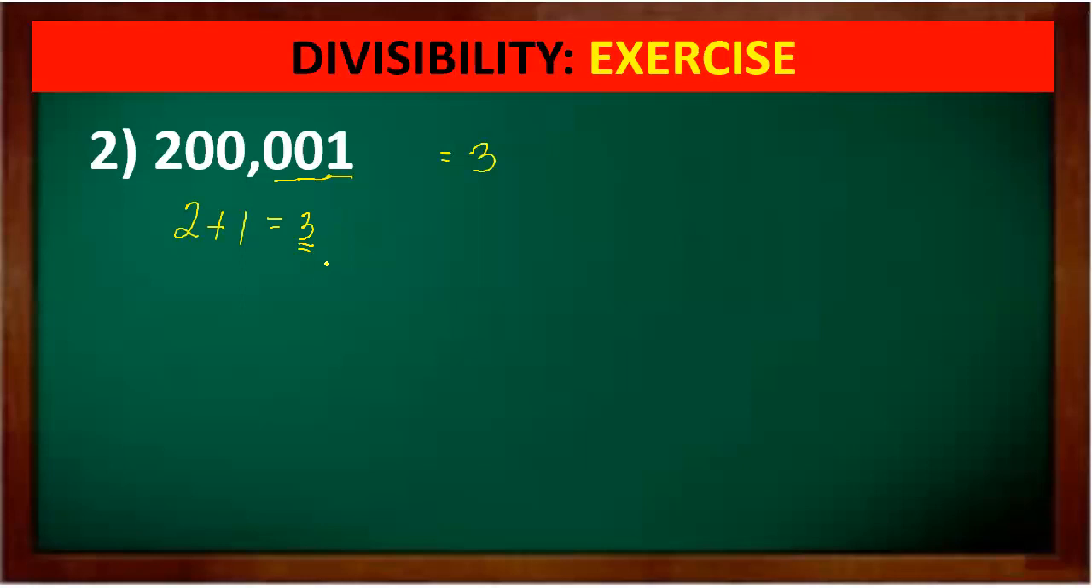How about 10? Of course not, because it ends in 1. Ang rules of divisibility for 10, kung ang last digit mo ay 0. Okay? So therefore, 200,001 is only divisible by 3. Okay? So, hindi siya divisible by other numbers, but only divisible by 3.